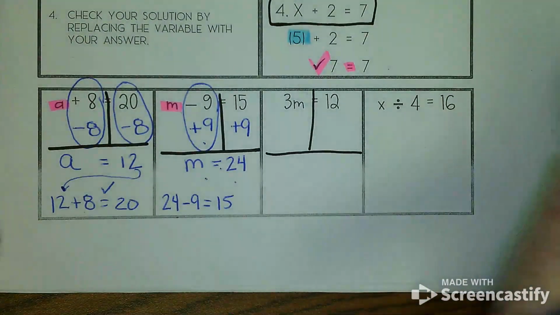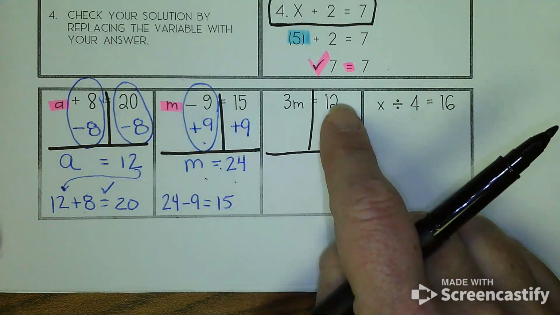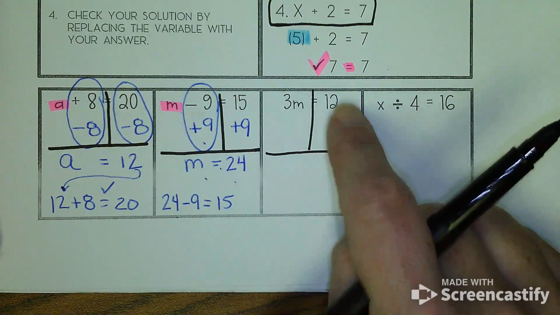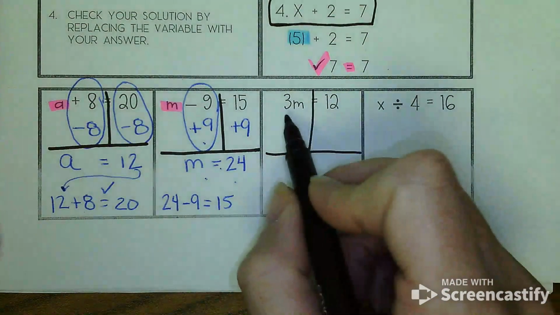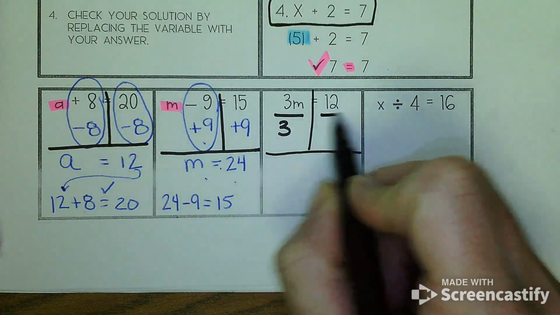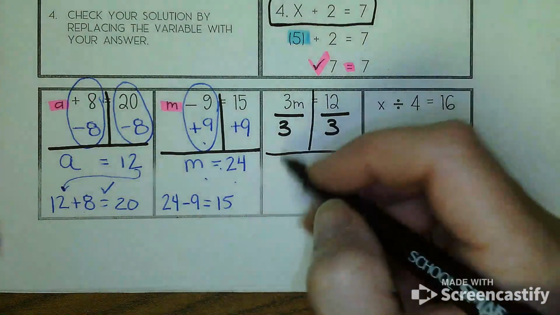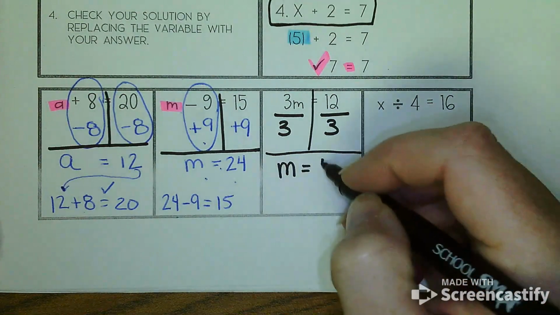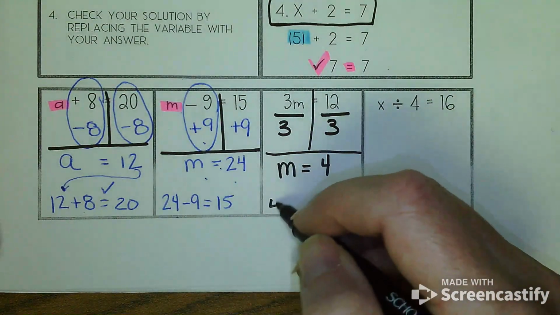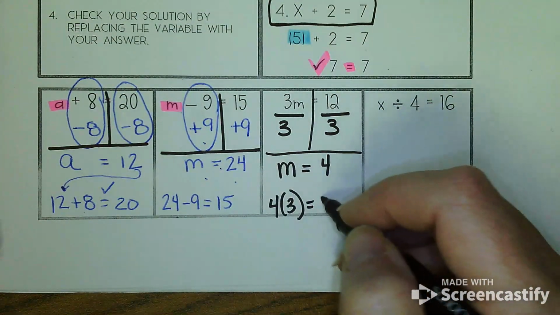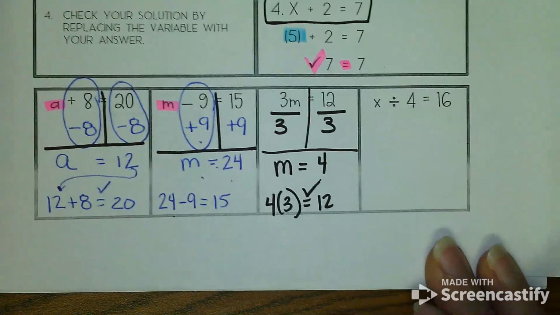So down here, I'm going to say m times 3 equals 12. I need to share these 12 pieces with 3 m's. So just like yesterday, you divided both sides by how many m's you have. Divided by 3, divided by 3. My answer, m equals 4. So if I put it in, 4 times 3 equals 12, and that is a check.